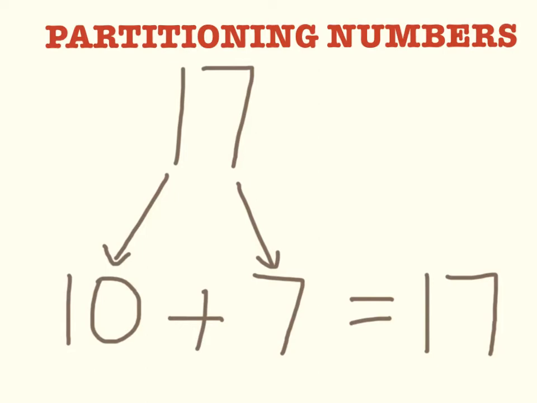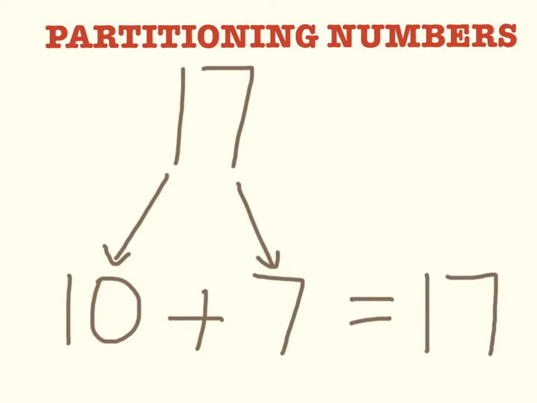We have the number 17. On the bottom there we have two arrows. The first arrow says the number 10, then there's this plus sign, and then it says 7. And that then equals 17. I want you to watch the next video and see if you can understand what this here is all about.